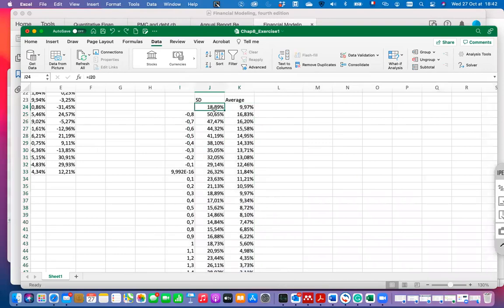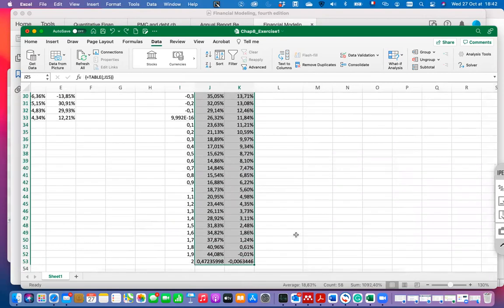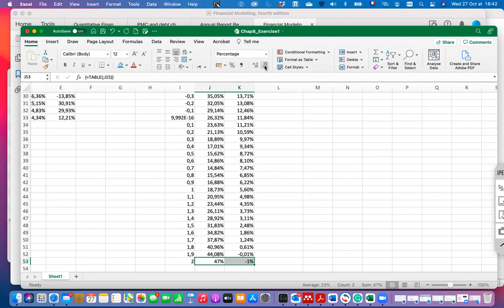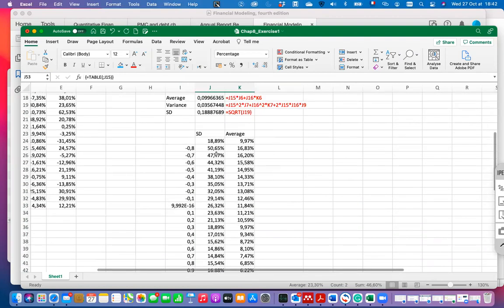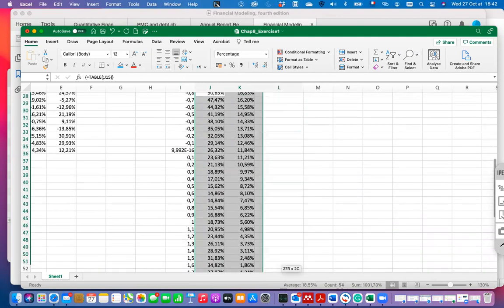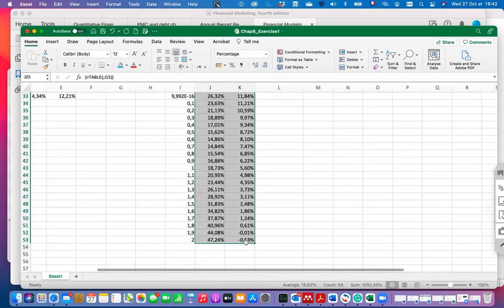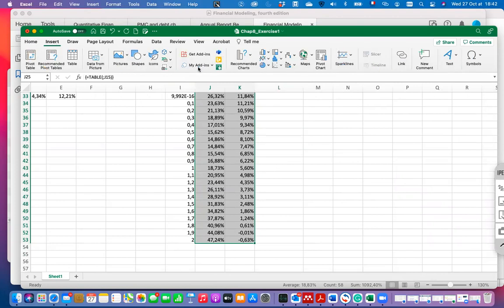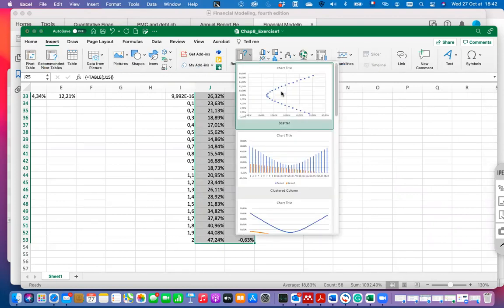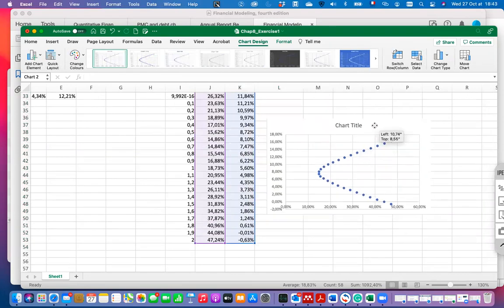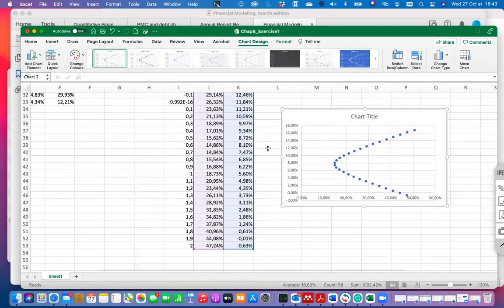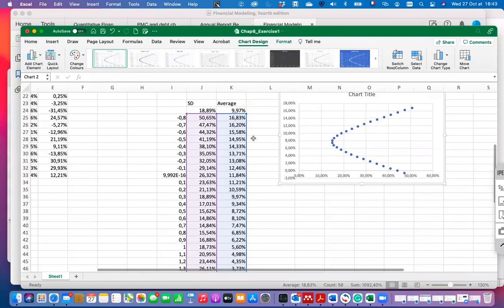Now you can select the standard deviation and the average, different values here. See? This one, let me just put this one into percentage formula. Then go to insert, then recommended charts, then the scatter. And this is our efficient frontier.